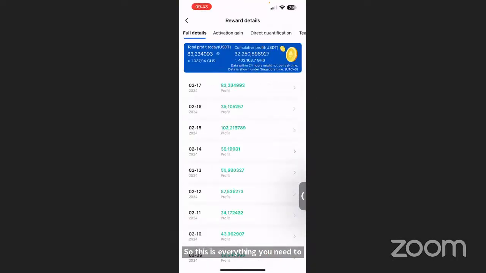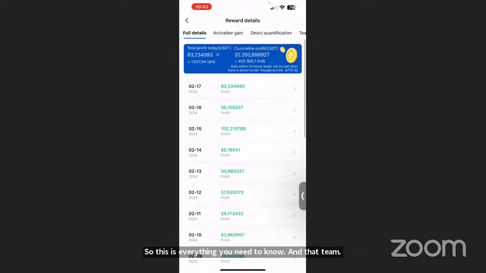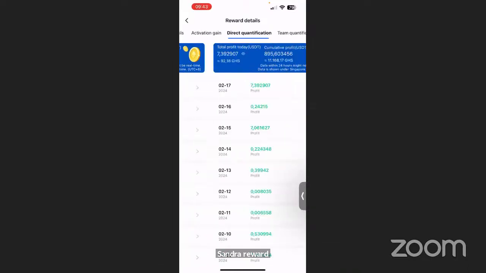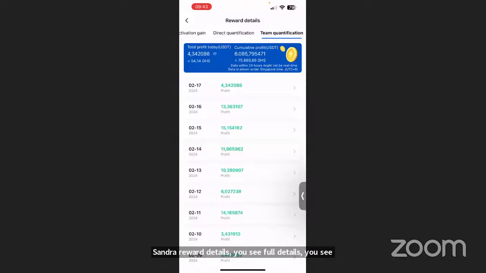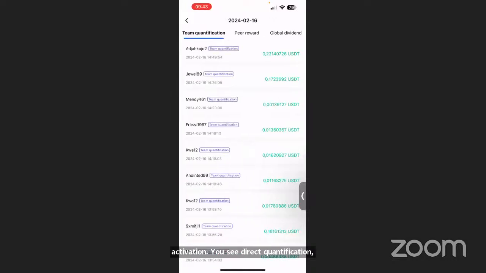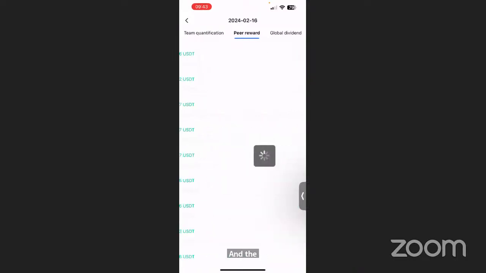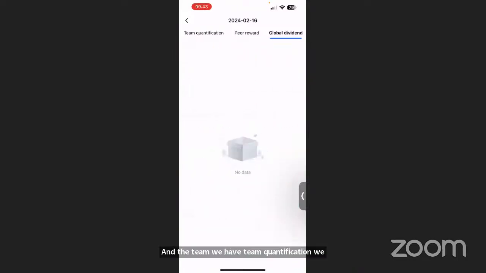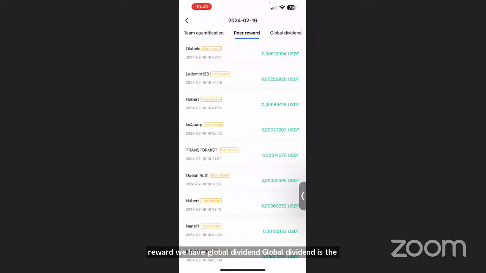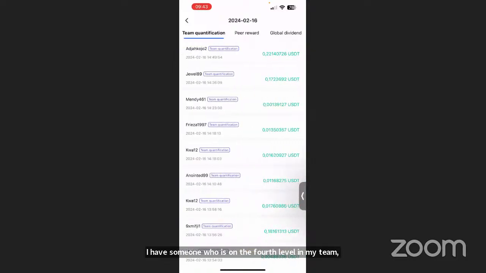Now let's go to reward details. Under reward details, you see full details, you see activation gain, you see direct quantification, you see team quantification. Under the team, we have team quantification, we have peer reward, we have global dividend. Global dividend is for the last rank earners. Peer reward: I have someone who is on the fourth level in my team, indirect, so I earn peer reward from that person's team. Team quantification: my team members that are all under me, I earn team quantification from them as well anytime they are making profits.